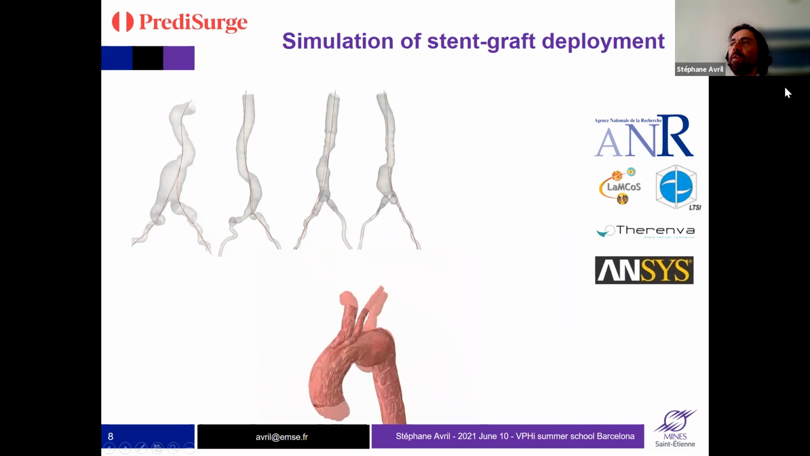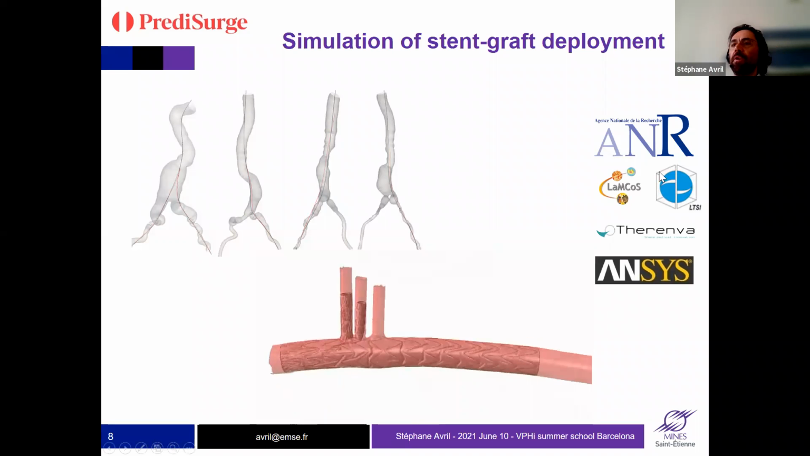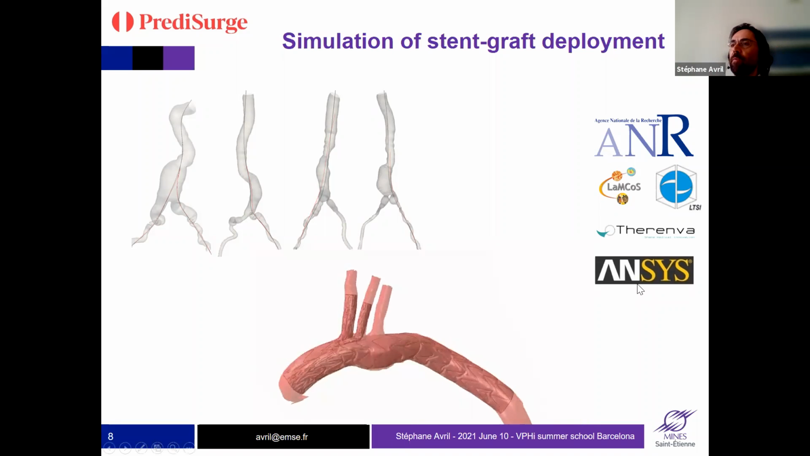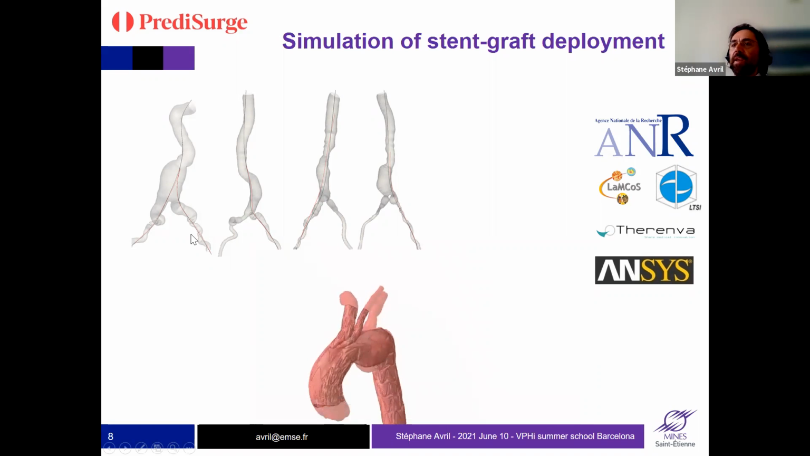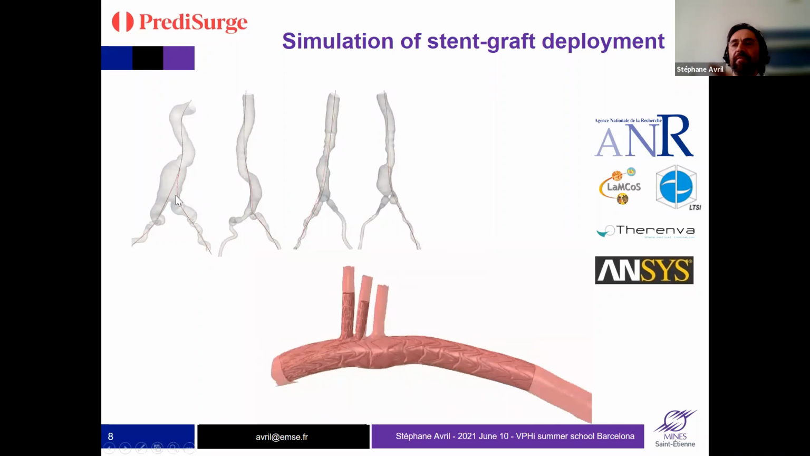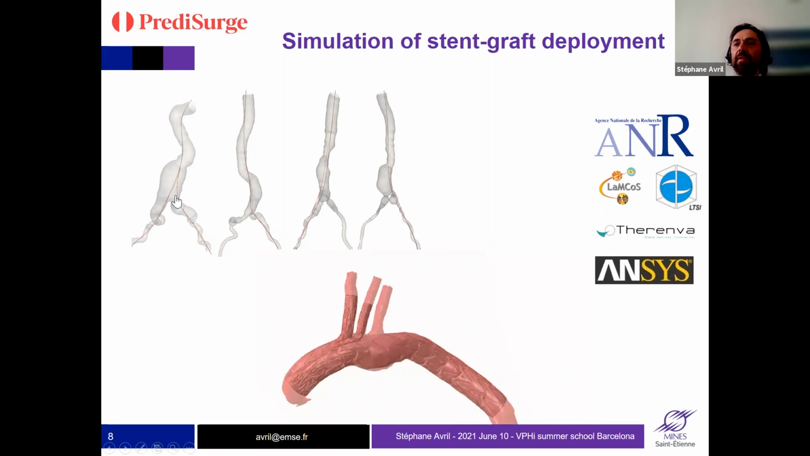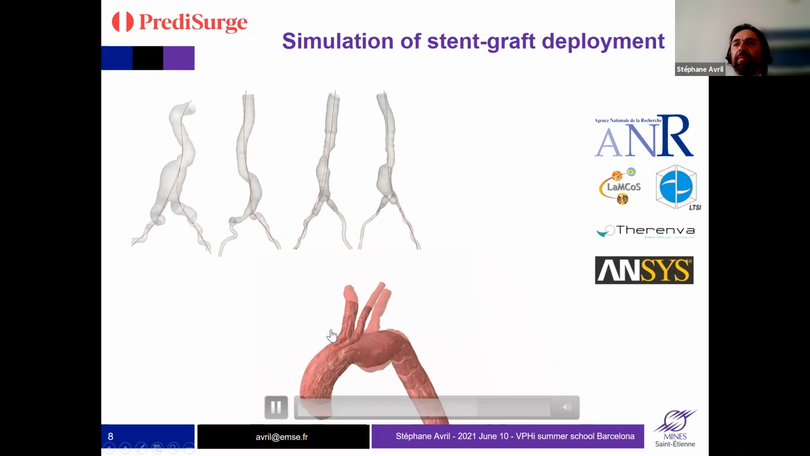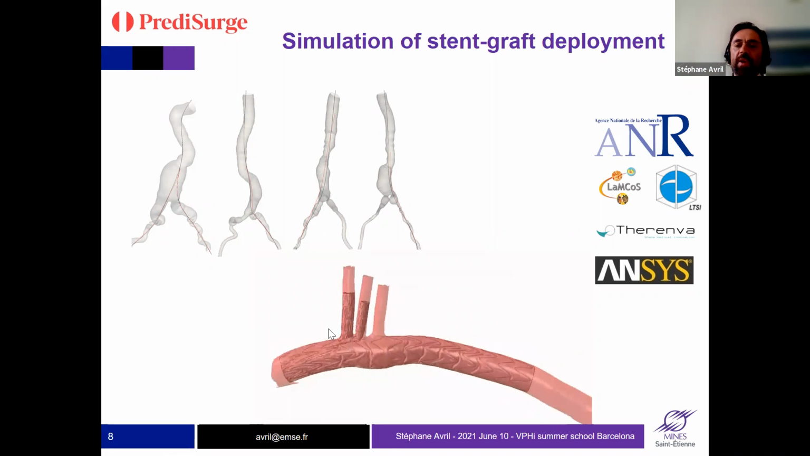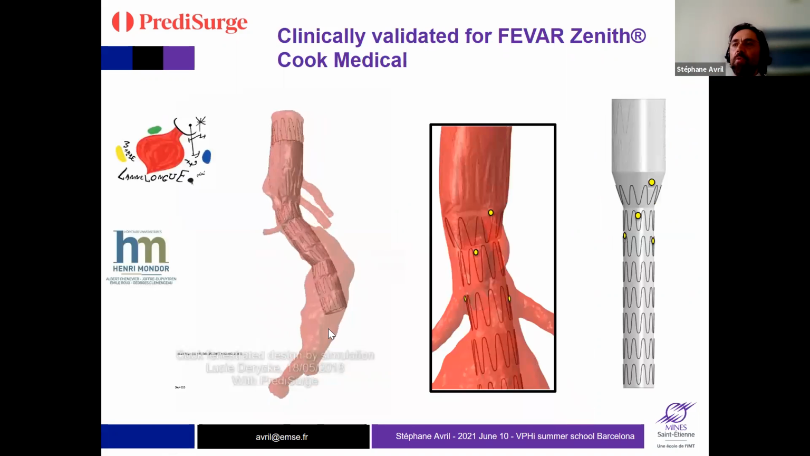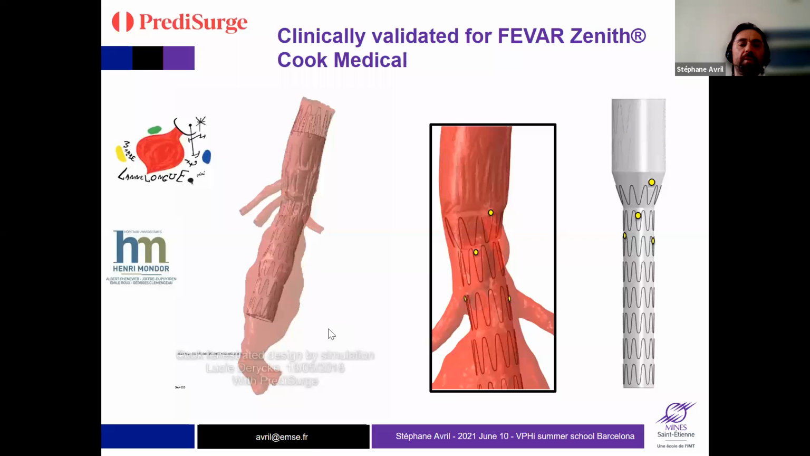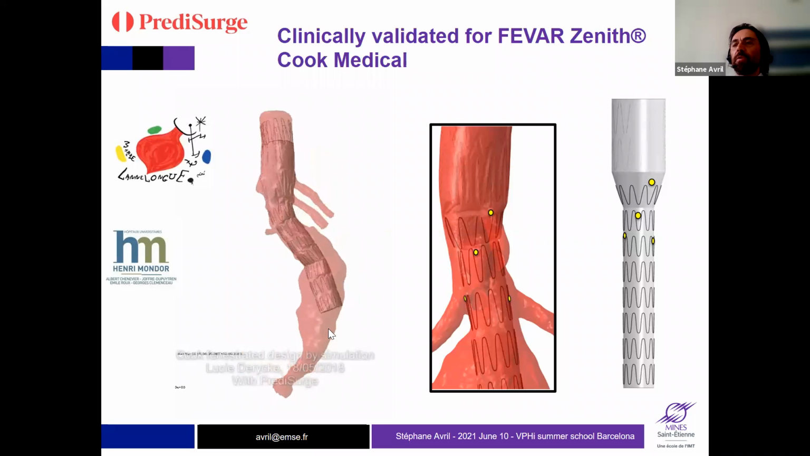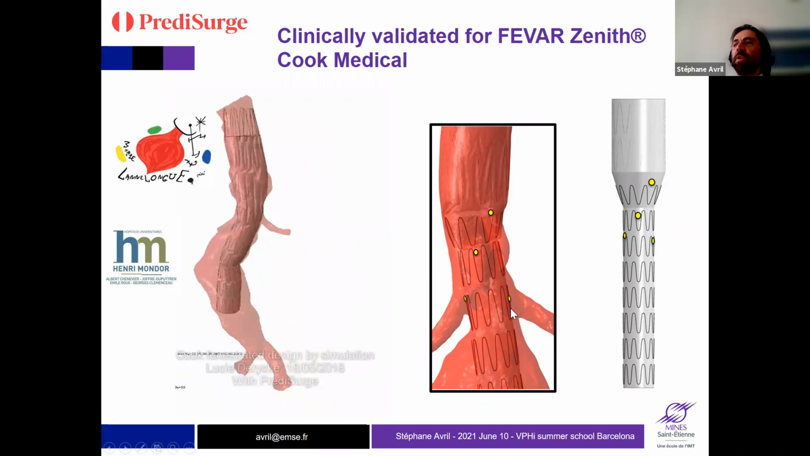We started with an ANR project with other partners in France, and we simulated interactions between devices like guide wires and also stent grafts in the aorta, taking into account the properties of the aorta. But the main thing was that we went up to validation through a lot of patients, clinical cohorts. So the results have been published.